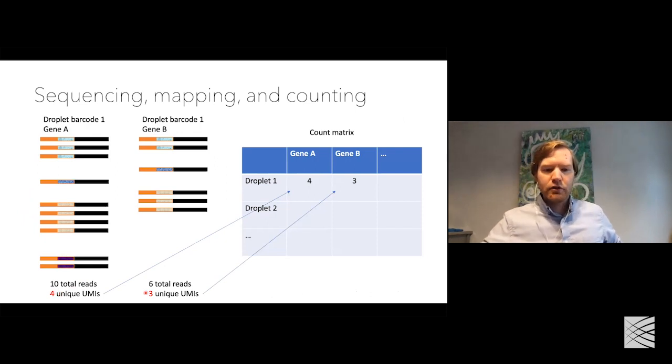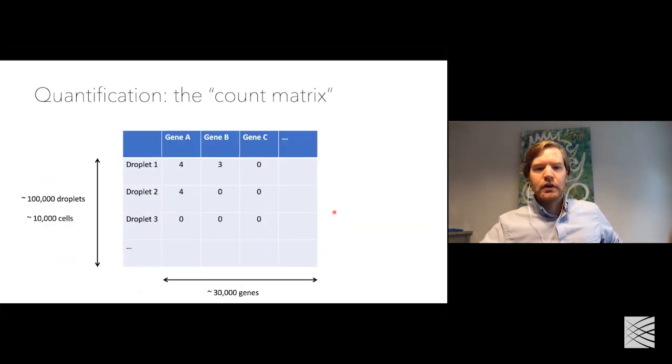We take those numbers and enter them into this big count matrix. The main objective is to come up with this quantification, and the unit of that is the count matrix for single cell data. We might have a big matrix that's droplets by genes. Maybe there are on the order of 100,000 or more droplets, of which maybe 10,000 or so contain real cells. And depending on what organism we're working with, if human, maybe we have about 30,000 genes annotated.